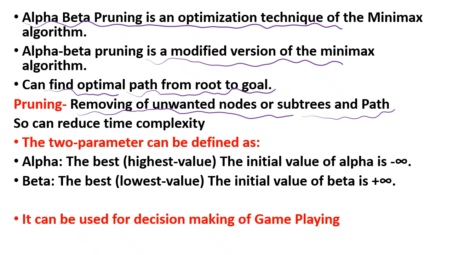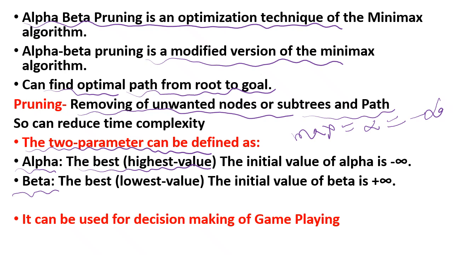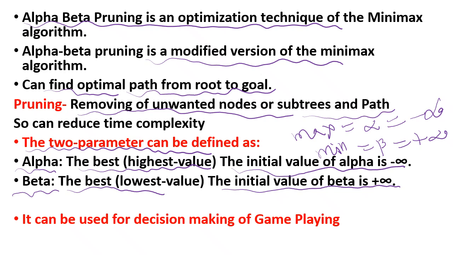In alpha beta pruning, we have two important parameters. The first one is alpha, the second one is beta. Alpha means the best highest value, the maximum value. The initial value of alpha is minus infinity. Beta means the best lowest value, the minimum value. The initial value of beta is plus infinity.